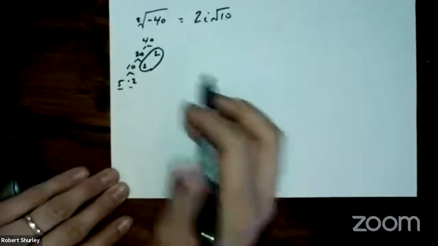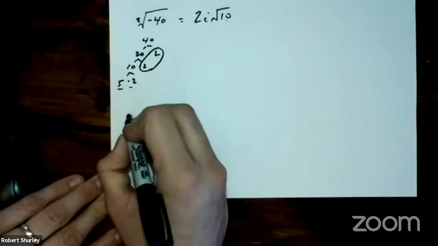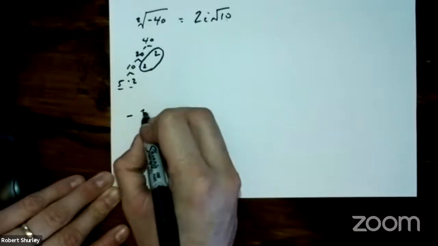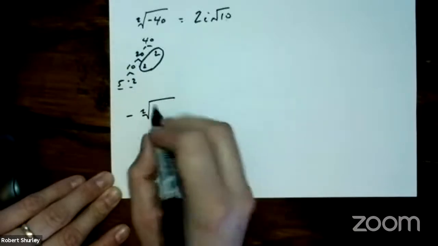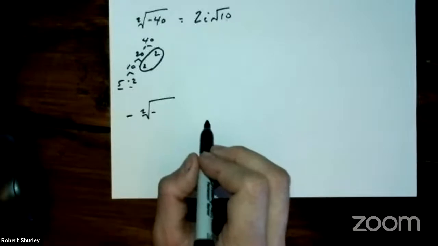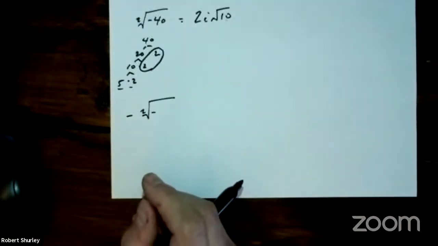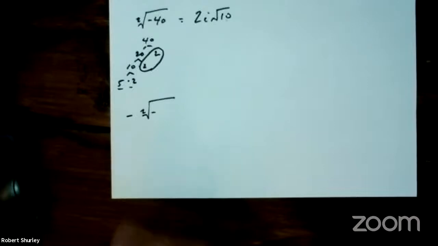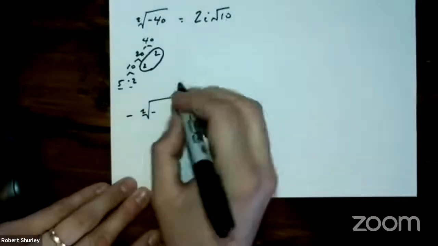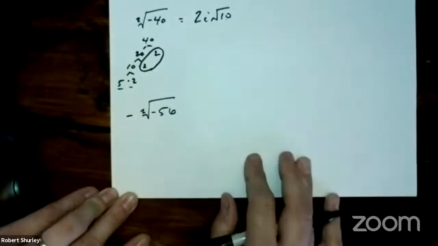So let's do another one. Let's say we had something out there already, like negative square root of negative... let's think. I don't have a calculator in front of me, so it's hard to make one of these up off the top of my head. Now let's say 56, negative 56.